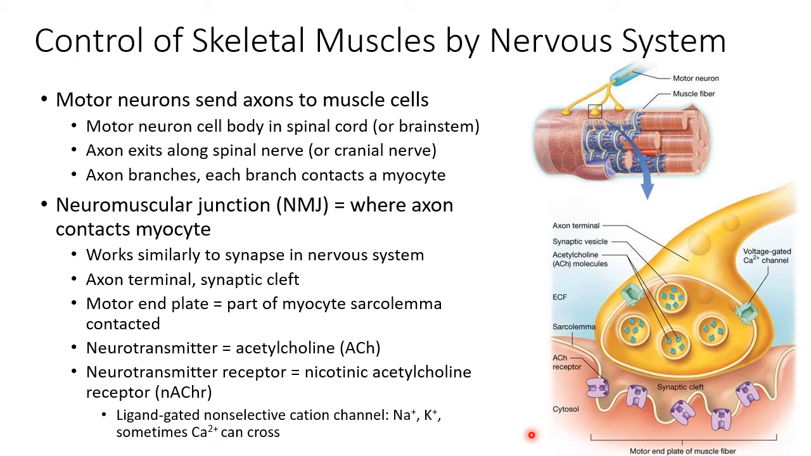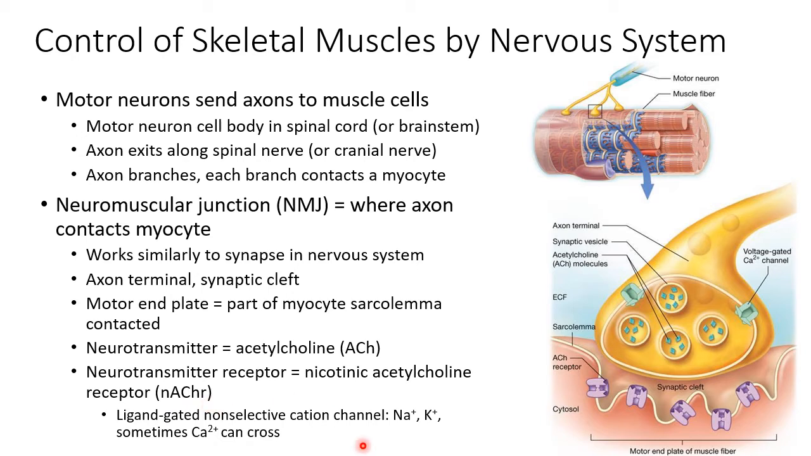The neurotransmitter that's released would be stored in these vesicles in the axon terminal. It's always acetylcholine. So if you have activity at this neuromuscular junction, you're going to have acetylcholine released into the synaptic cleft. And then it's going to bind to its receptors, which are always nicotinic acetylcholine receptors, abbreviated nAChR.